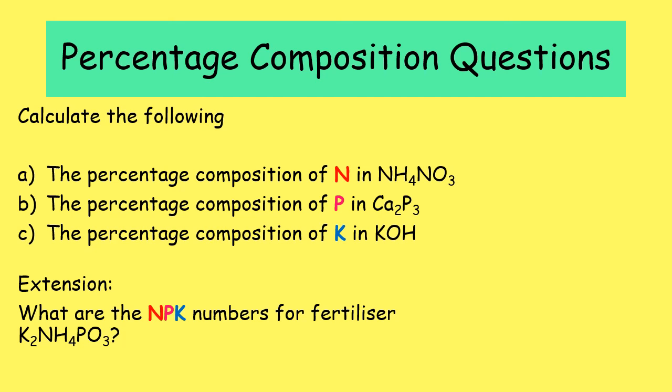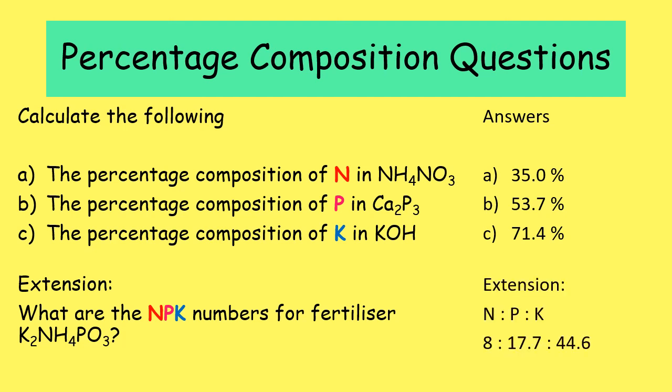So if you've paused the video to have a go at those questions, the answers that you should get are 35% for nitrogen in ammonium nitrate. Remember, there are 2 nitrogen atoms in this, not just one. For the second one, 53.7%. For the third one, 71.4% potassium. And for the extension task, the NPK numbers are 8% nitrogen, 17.7% phosphorus, and 44.6% potassium.